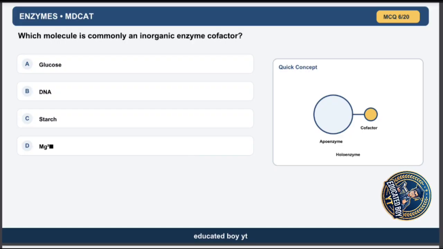Question number 6. Which molecule is commonly an inorganic enzyme cofactor? Option A, glucose; option B, DNA; option C, starch; option D, Mg2+. Right option is option D. Option D is correct for this question.